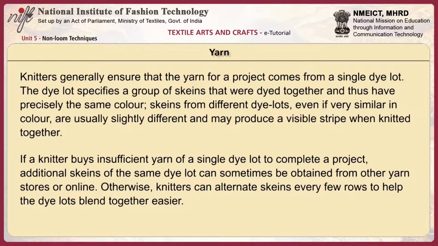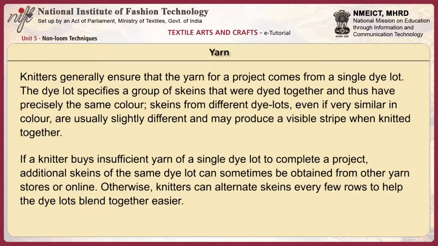Knitters generally ensure that the yarn for a project comes from a single dye lot. The dye lot specifies a group of skeins that were dyed together and thus have precisely the same color. Skeins from different dye lots, even if they are similar in color, are usually slightly different and may produce a visible stripe when knitted together.